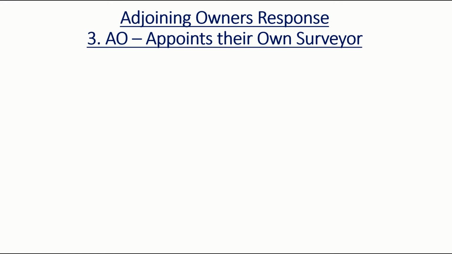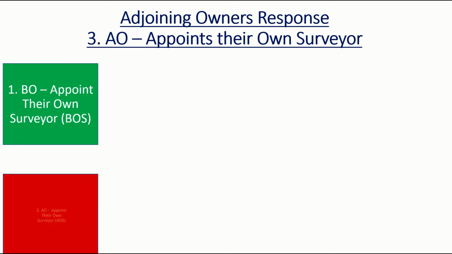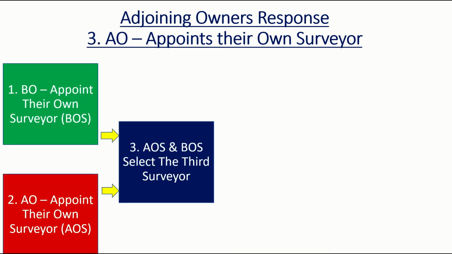The third option for adjoining owners is to appoint their own surveyor. They are allowed to do so under the Act. In most cases, the building owner will be responsible for that surveyor's reasonable fees. So, the building owner appoints their own surveyor, the adjoining owner has their own surveyor. The first task for the two surveyors is to appoint a third surveyor who will only get involved should the two surveyors or either of the owners call upon him.